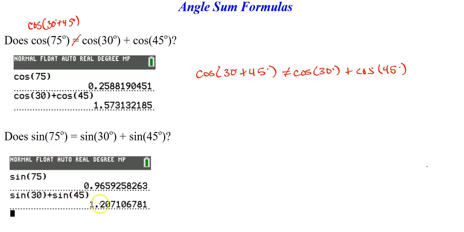If I do the sine of 75, I get 0.97 here, and then the sine of the sum is 1.21. So these are not equal. Again, the sine of a sum does not equal the sum of the sines of the individual angles. We want to make sure we don't mistakenly use these incorrect formulas.